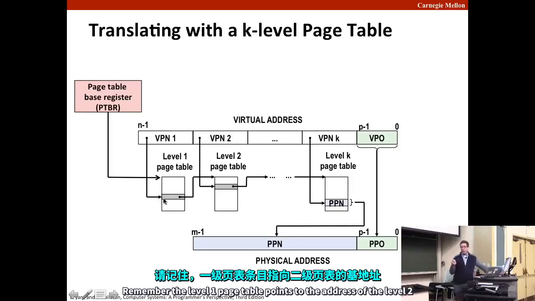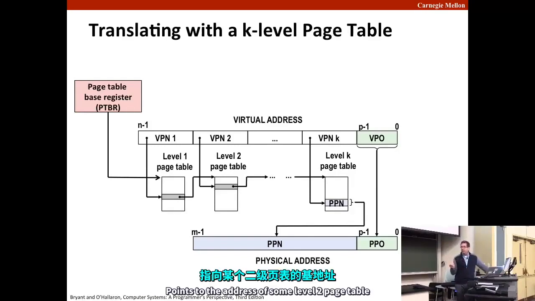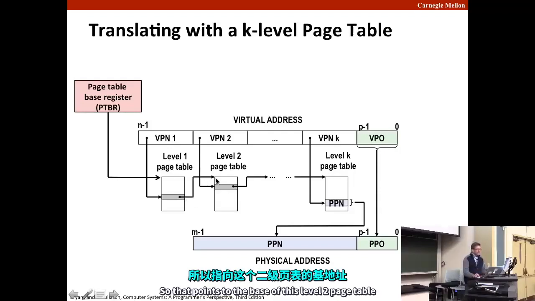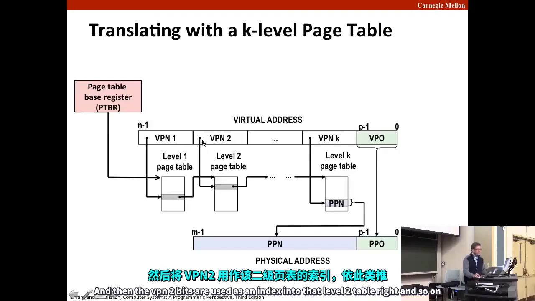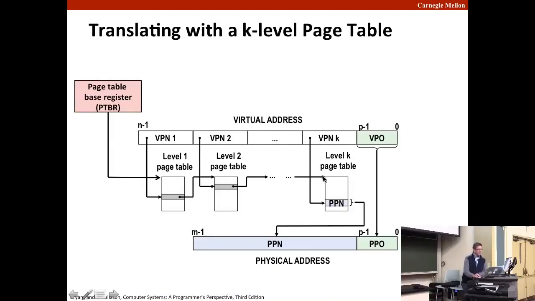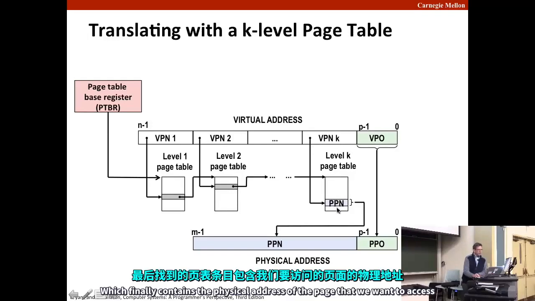Remember, a PTE in the level 1 table contains the address of some level 2 page table. So that points to the base of this level 2 page table, and then the VPN2 bits are used as an index into that level 2 table, right, and so on. Eventually, a PTE in the level K-1 table points to the beginning of the level K page table, and VPNK points to an offset within that table, which finally contains the physical address of the page that we want to access.